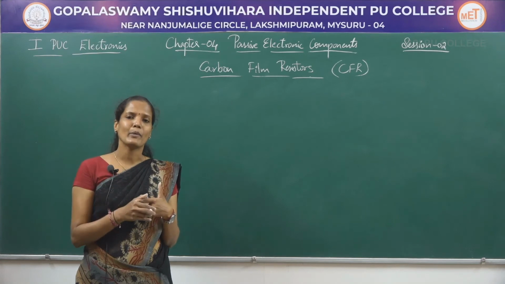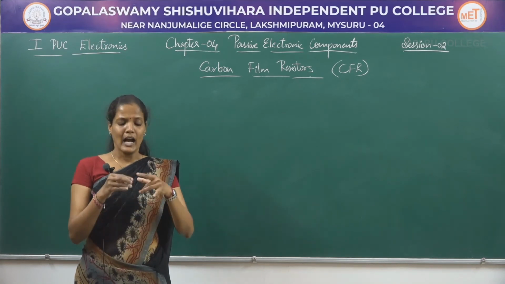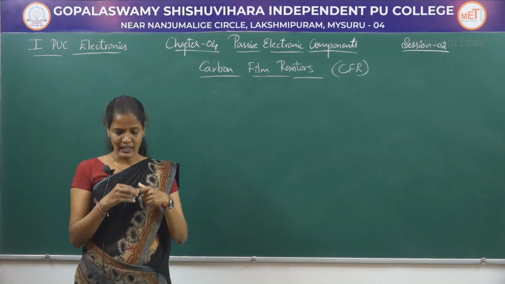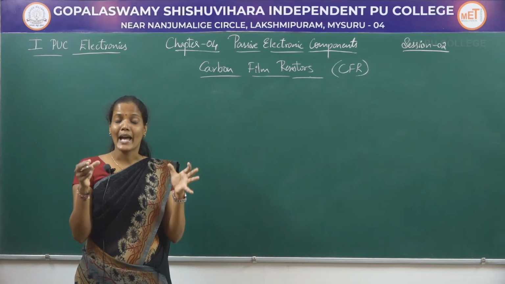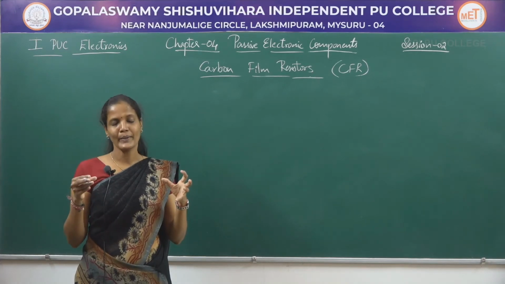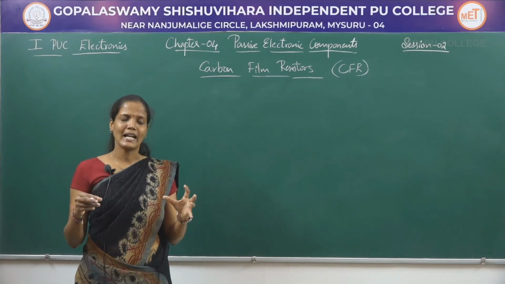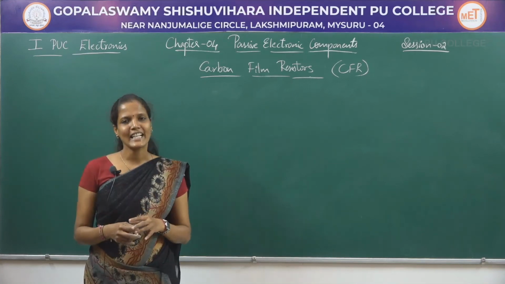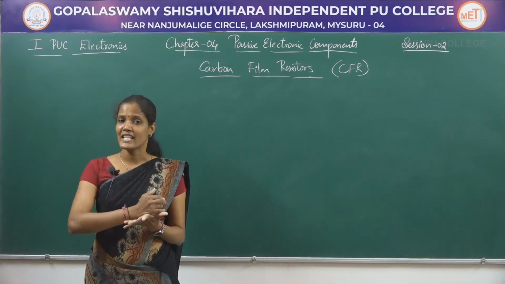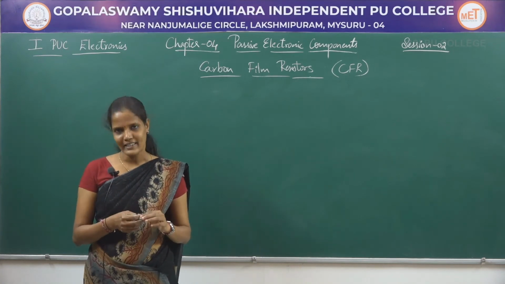The amount of carbon particles deposited will determine its resistance value. And after the carbon particles are deposited, they are going to place the metal plates, metal caps at the ends of the resistor body for the connection purpose. And for that they are going to use tinned copper leads. Then this resistor element is coated with non-conducting material for the insulation purpose as well as for the mechanical strength.